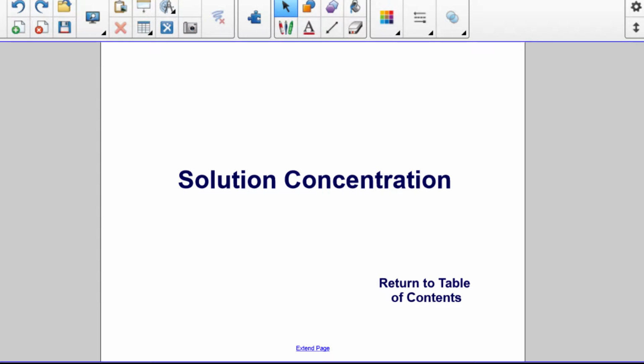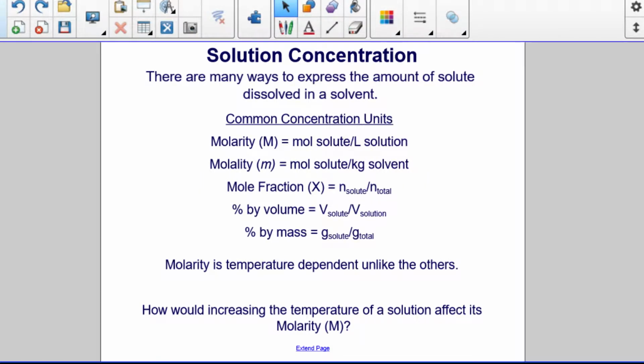This section will discuss various ways to describe the concentration of a solution. There are many ways to express how much solute is dissolved in a solvent. Some common concentrations are given. Molarity, which we've been working with in previous chapters, is given the symbol capital M, and is the moles of solute per liter of solution.